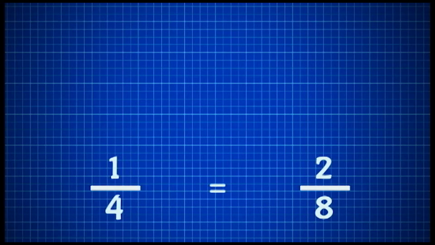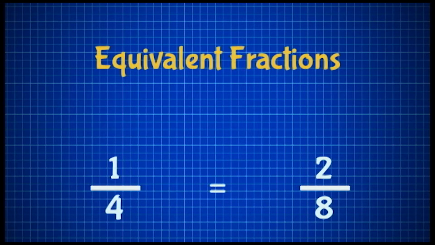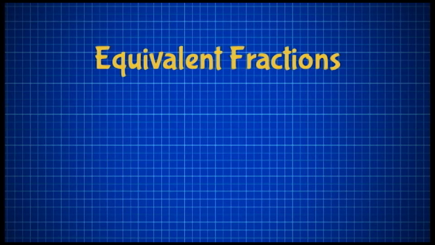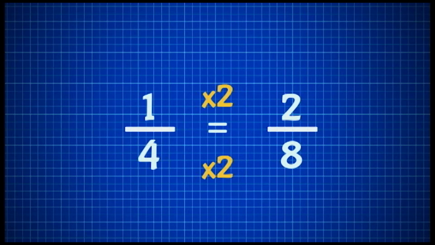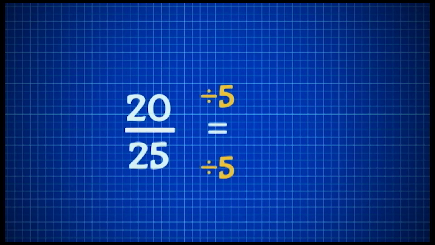When two different fractions have the same value, we call them equivalent fractions. To find the equivalent fractions, we always multiply or divide the numerator and the denominator by the same number. For example, 1/4. If we multiply both the numerator and denominator by 2, we get 2/8. So 1/4 is actually the same as 2/8. Similarly, if you divide 20 over 25 by 5, you get the equivalent fraction of 4/5.